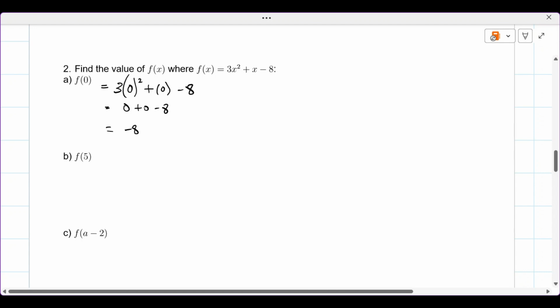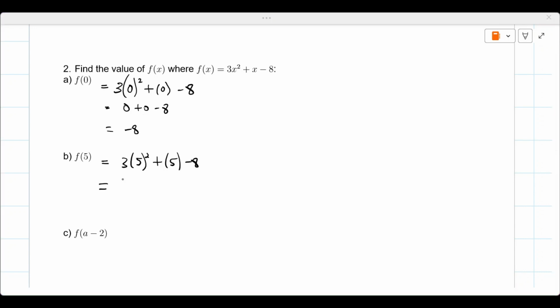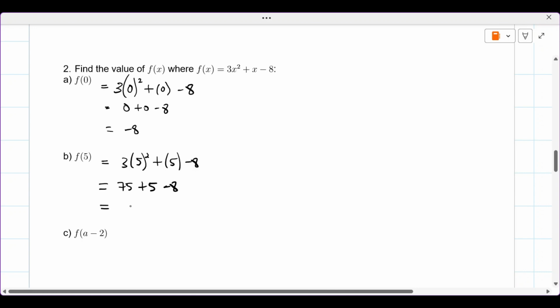Make sure you use the brackets in the first line to protect your substitution. Let's do the similar thing. F of 5 is going to be 3 times 5 squared plus 5 minus 8. Make sure you use the brackets there. 5 squared is 25. 3 times 25 is 75 plus 5 minus 8. So the answer equals 72.